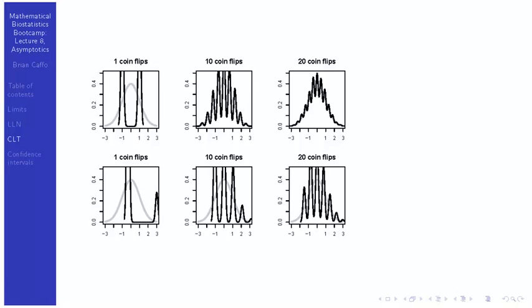Once you get to 20 coin flips, it's looking pretty good. It's overlaying the standard normal distribution pretty well. And it turns out in the coin flipping example, it converges to normality quickly if the coin is fair.